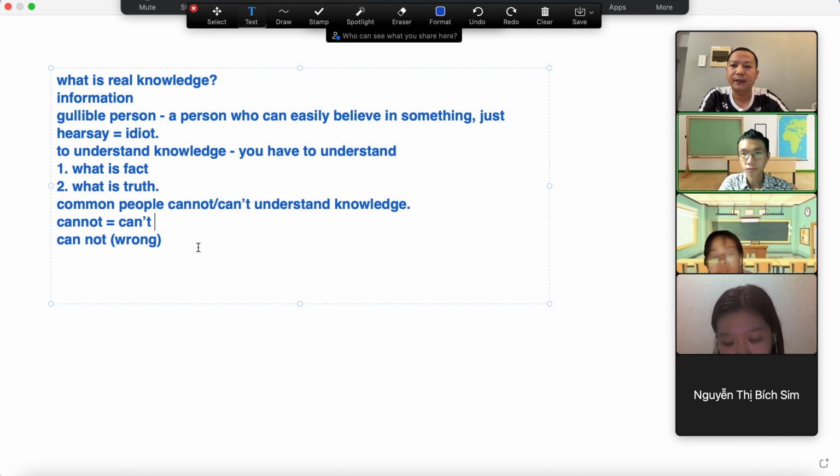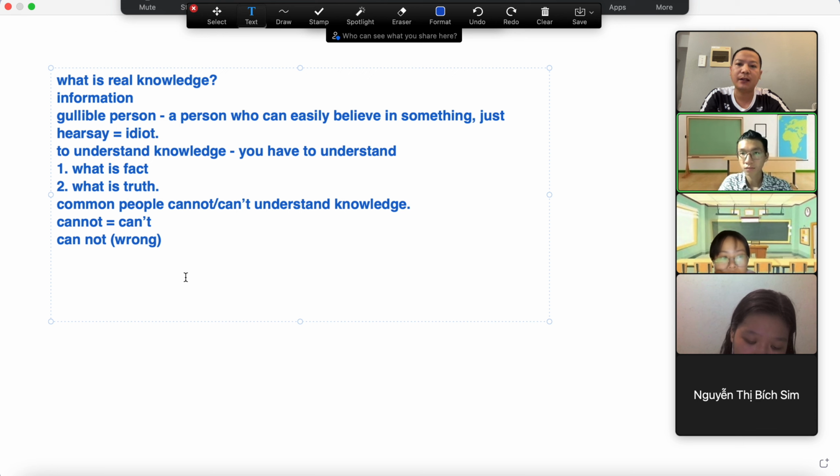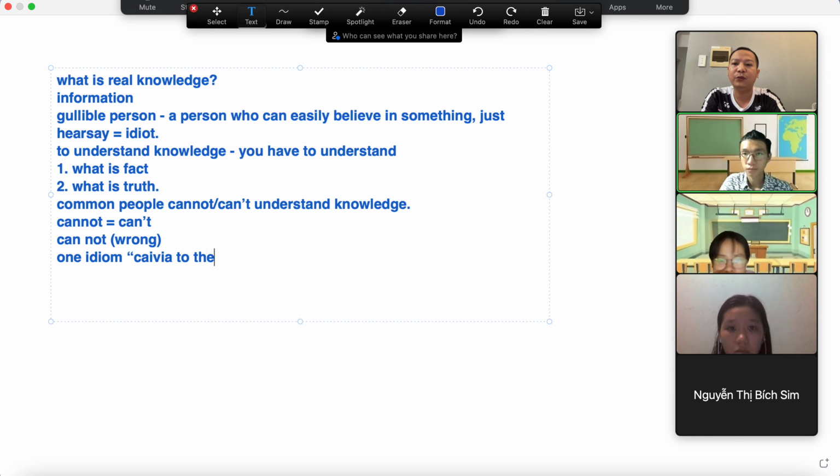Common people. When we say common people, the people who are not educated, they cannot understand what is knowledge. We have one idiom. I don't know if you know this idiom or not. Caviar to the general.